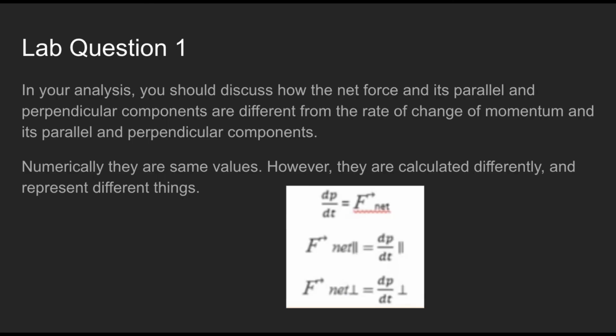Our first lab question. So numerically, F net is equal to dp/dt. F net parallel is equal to dp/dt parallel. Similarly, F net perpendicular is equal to dp/dt perpendicular. They are the same values, however, they are calculated differently. For F net, you have to use Newton's gravitational formula. For dp/dt, you have to use the change in velocity. Though they are equal to the same numeric value, they represent different things. F net is the sum of all the forces acting on the object, and dp/dt is the rate of change in momentum, or the speed and direction.